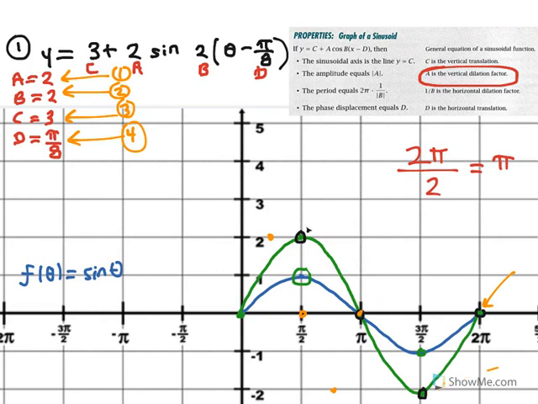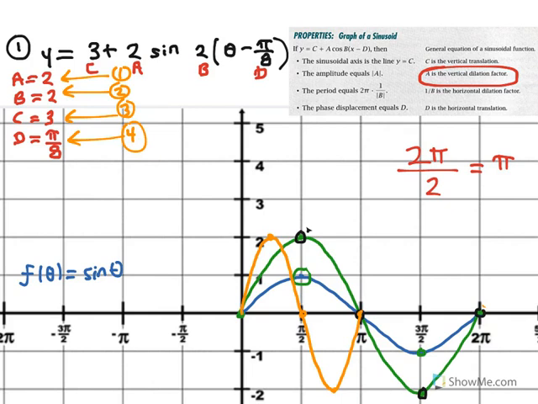So now I'm ready to go ahead and connect my 4 points. And this will give me the graph that you see in gold. So 2 things have happened already. We've had a vertical stretch by a factor of 2 and a horizontal compression by a factor of 2. So we've taken care of A and B. So now we go to C.